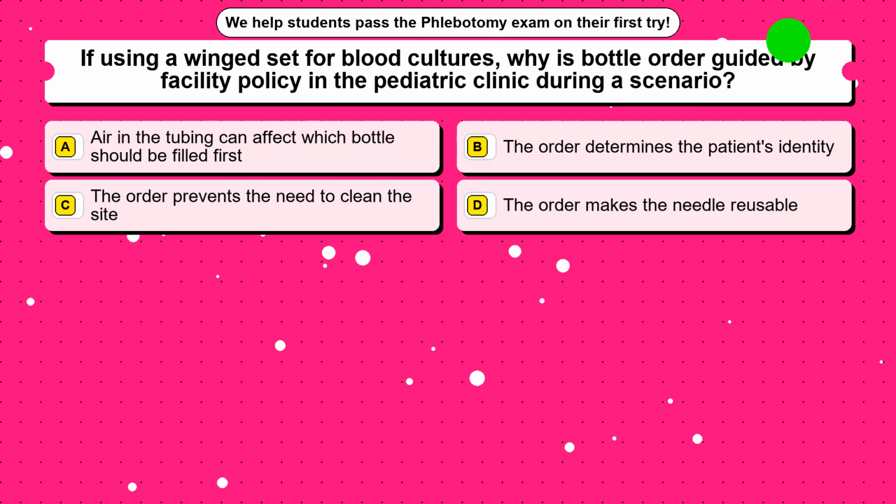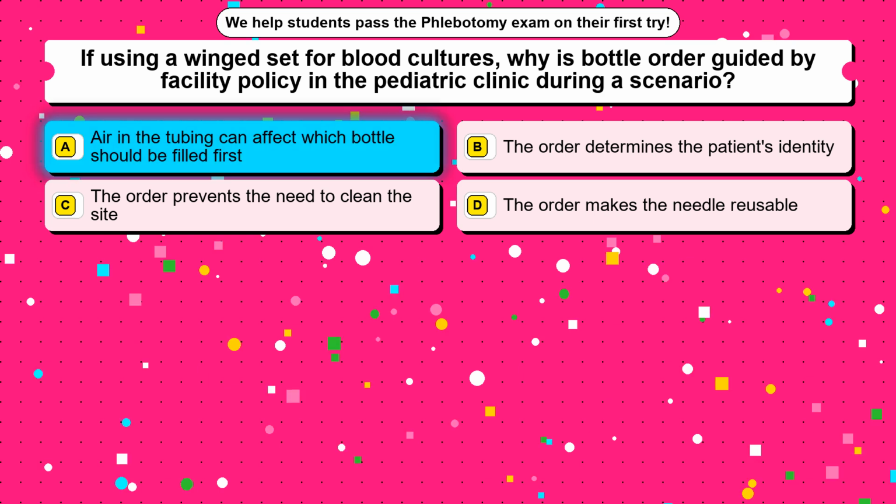Question 73. If using a winged set for blood cultures, why is bottle order guided by facility policy in the pediatric clinic during a scenario? Option A. Air in the tubing can affect which bottle should be filled first. Option B. The order determines the patient's identity. Option C. The order prevents the need to clean the site. Option D. The order makes the needle reusable.